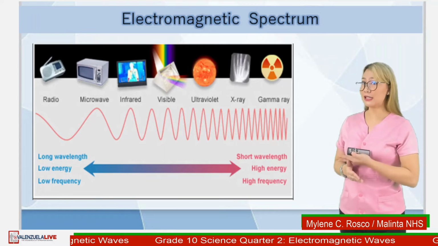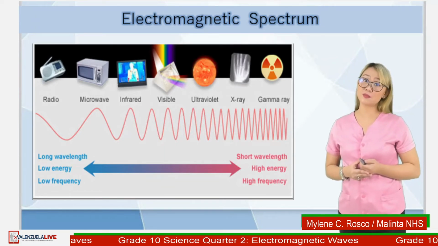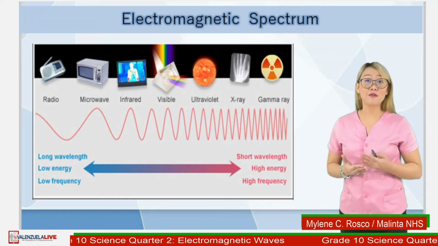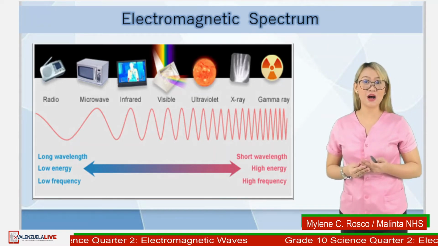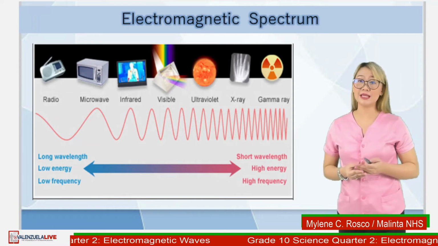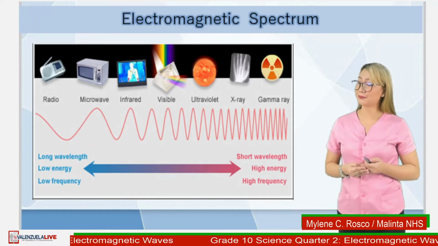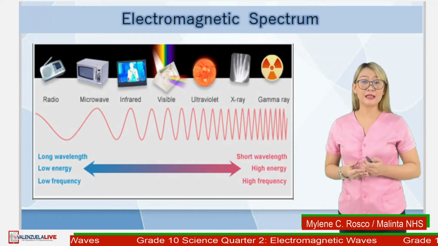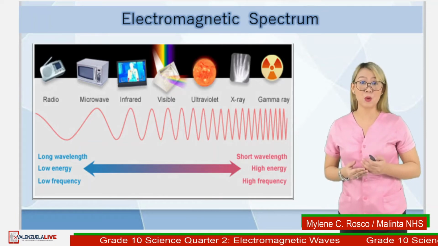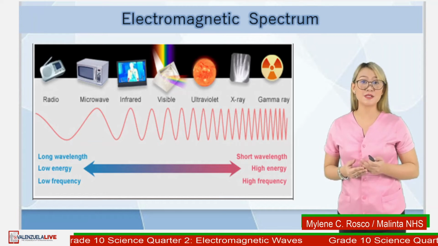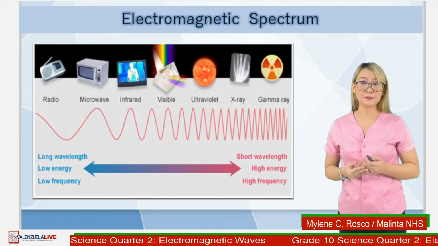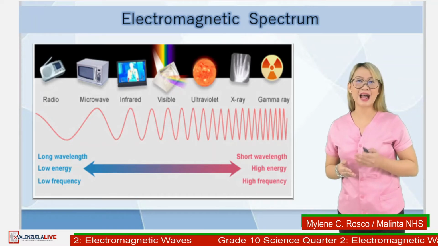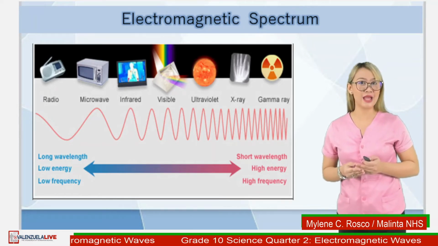Now study the diagram of the electromagnetic spectrum. Can you describe how the wavelength, frequency, and energy of EM waves are arranged on the EM spectrum? All right. So we can see that from left to right of the spectrum, the wavelength of EM waves is decreasing. Take note that the shorter the wavelength, the higher the frequency, and the higher the energy.